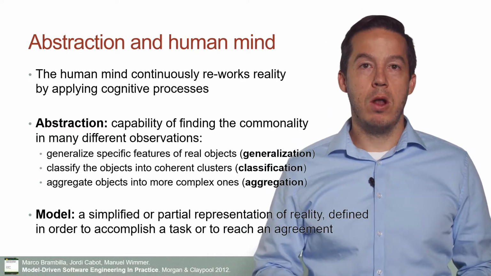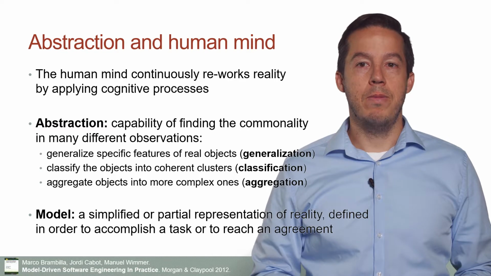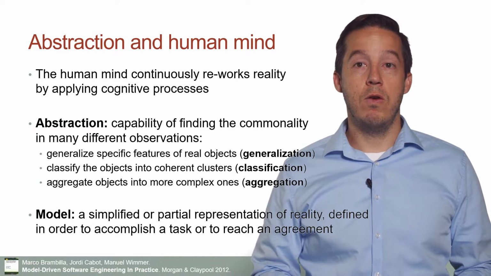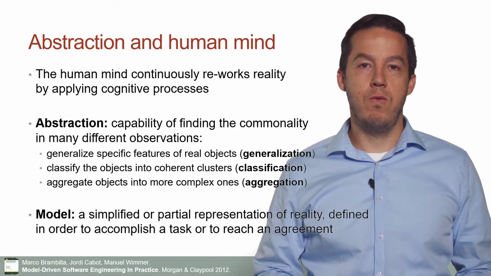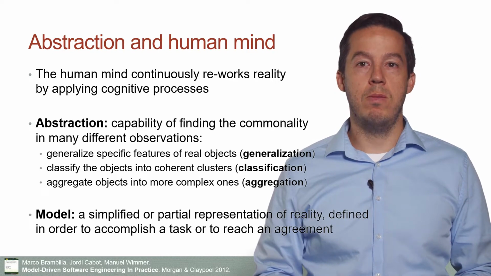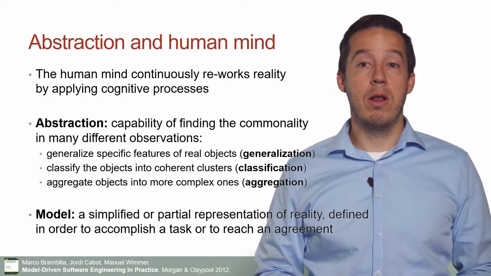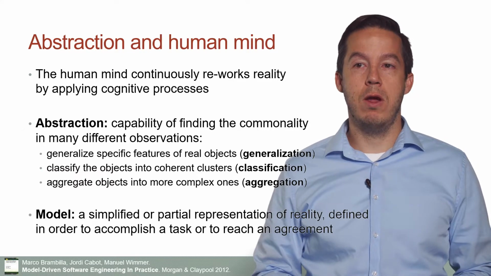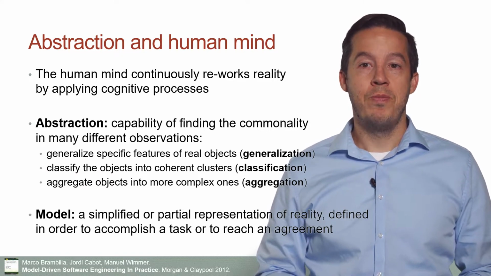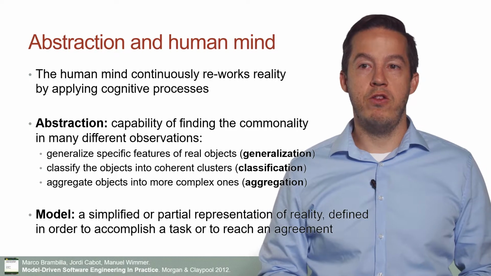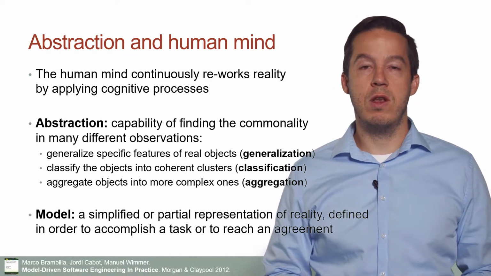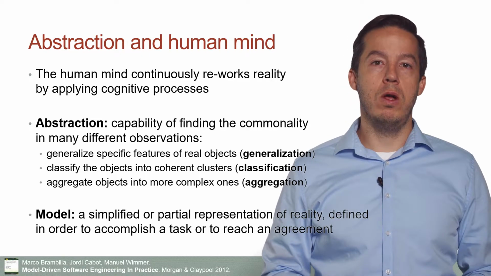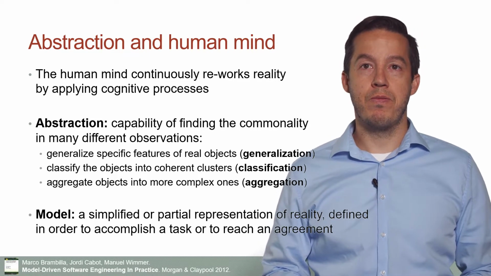A model, and a conceptual model, applies those three means of abstraction. And we can find the first definition of what a model is by saying a model is a simplified or partial representation of reality defined in order to accomplish a task or to reach an agreement. And what does it exactly mean, we will learn throughout this course.